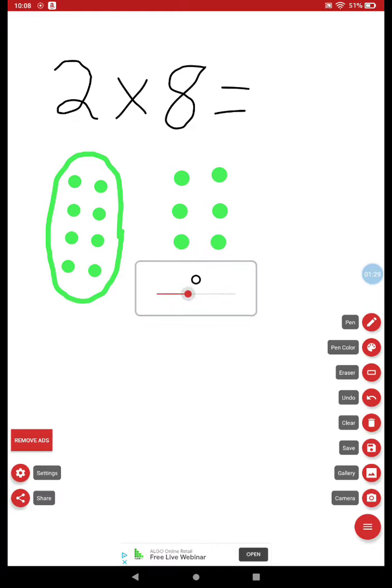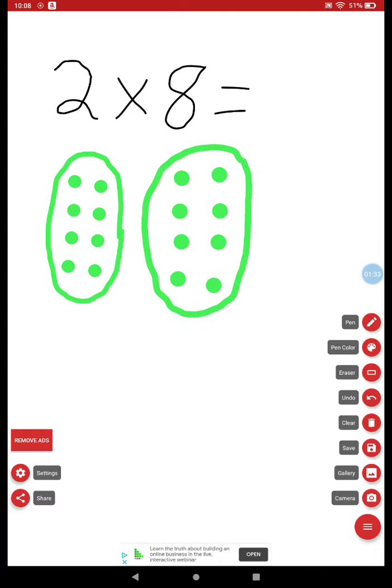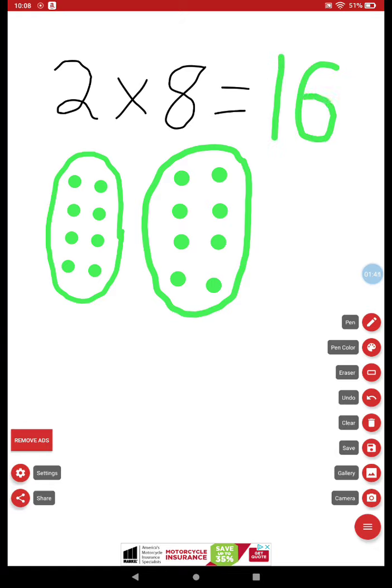All right. How many groups of 8 do I have now? 2. Very good. 2 groups of 8. Well, how many dots are there total? Excellent. There are 16 dots total.